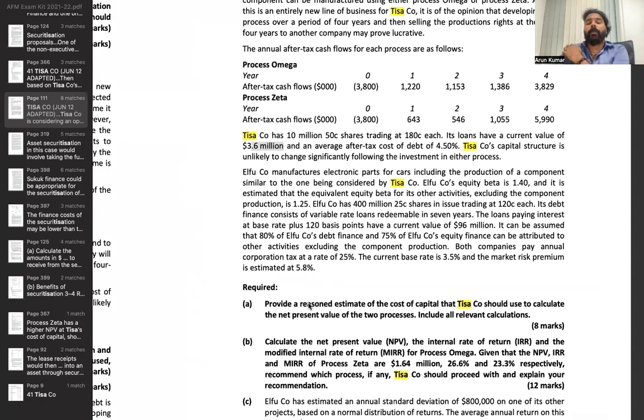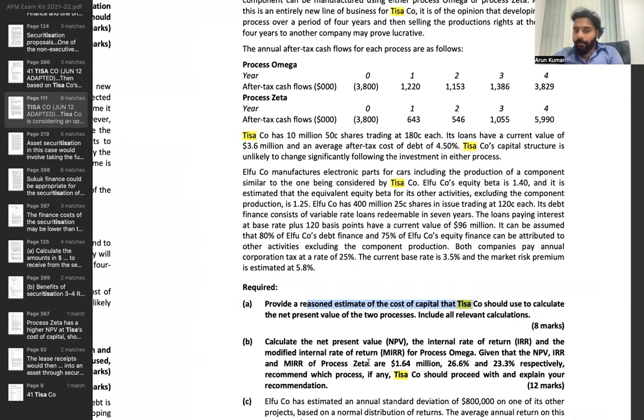So the question was, provide a recent estimate of the cost of capital that a company uses to calculate the NPV of the two processes. So which one should we use? That should be 13%, including all relevant calculations. We have explained it. We also need to explain why we are using a risk-adjusted WACC along with the calculation. Is it clear, everyone?